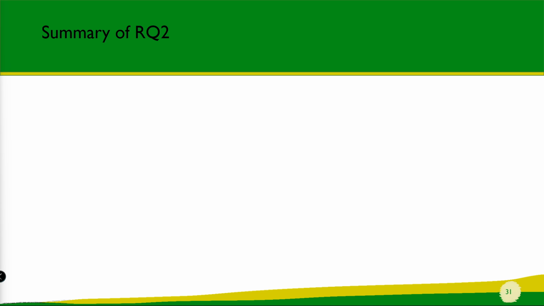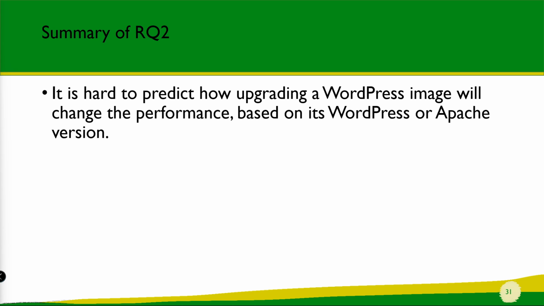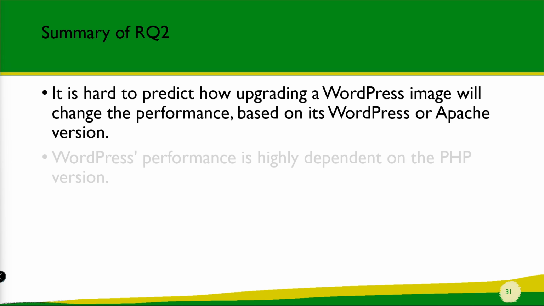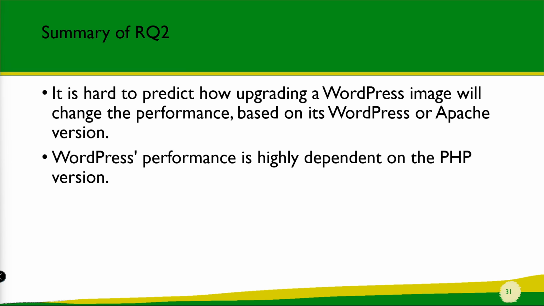The summary of our findings for research question 2 shows that it's hard to predict how upgrading a WordPress image will change the performance based on its WordPress or Apache version. Also, a major version upgrade of PHP considerably improved WordPress's performance in all cases, implying that WordPress's performance is highly dependent on the PHP version.